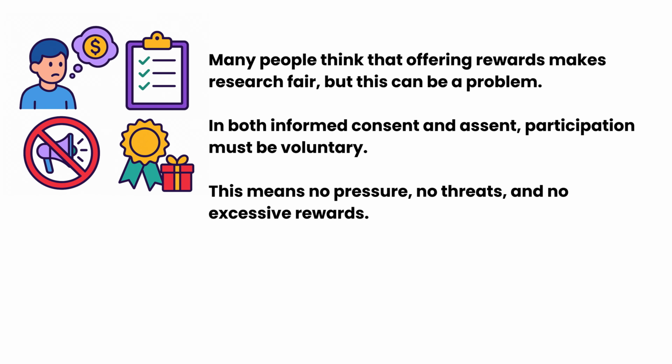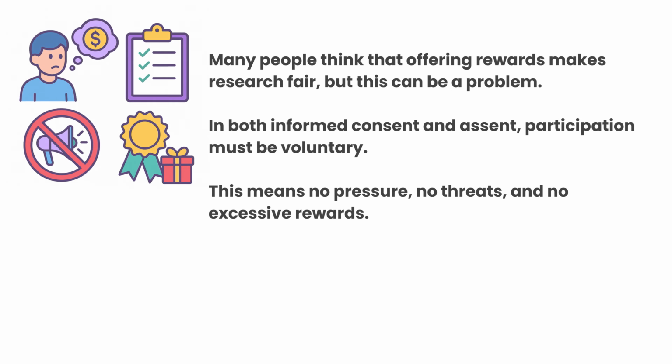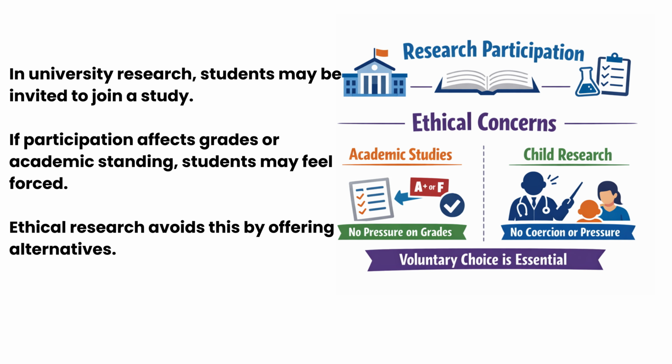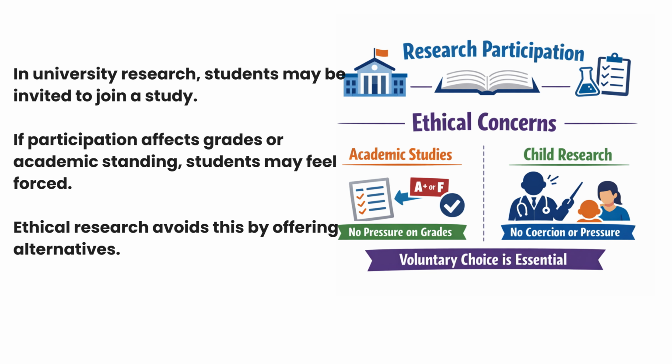Many people think that offering rewards makes research fair, but this can be a problem. In both informed consent and assent, participation must be voluntary. This means no pressure, no threats, and no excessive rewards. For example, in university research, students may be invited to join a study. If participation affects grades or academic standing, students may feel forced. Ethical research avoids this by offering alternatives.